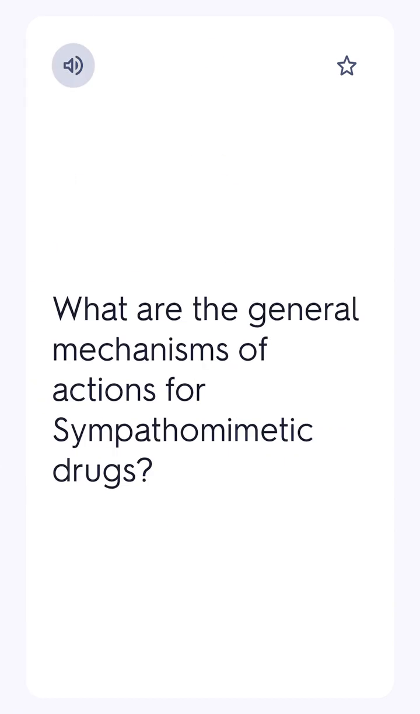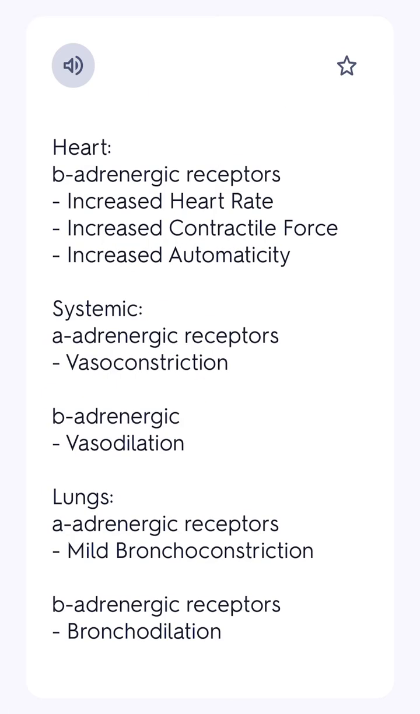What are the general mechanisms of actions for sympathomimetic drugs? Heart, alpha adrenergic receptors: increased heart rate, increased contractile force, increased automaticity. Systemic, alpha adrenergic receptors: vasoconstriction. Beta adrenergic: vasodilation. Lungs, alpha adrenergic receptors: mild bronchoconstriction. Beta adrenergic receptors: bronchodilation.